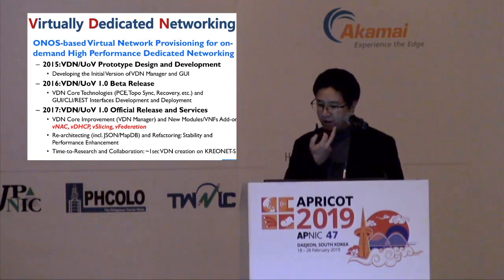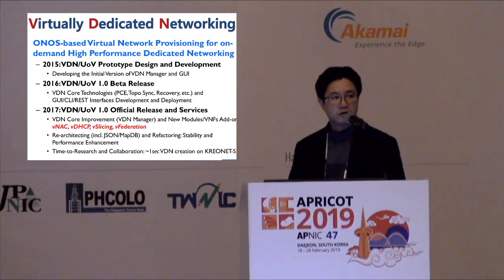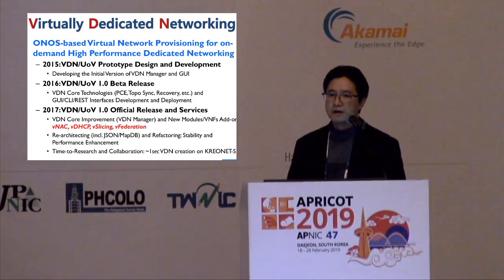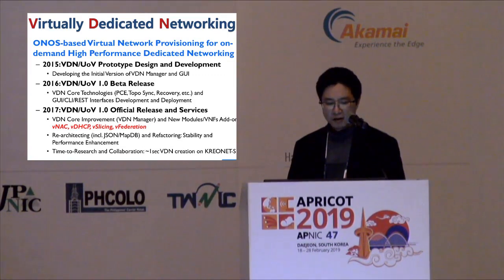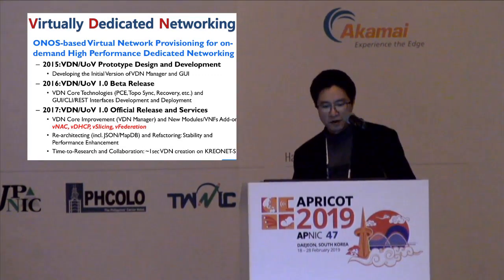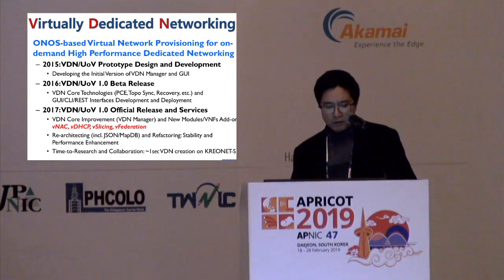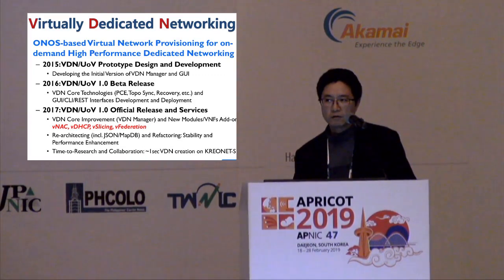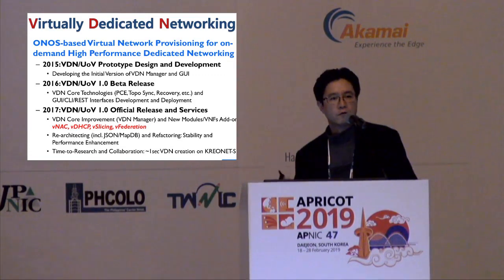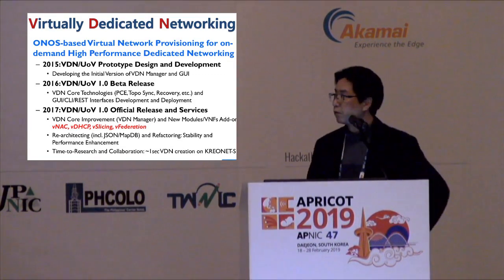So in 2015, we developed the first and initial version of the VDN manager and graphical user interface. And the next year, we released the first version of the VDN system that includes VDN core technologies like the path computation element and several other interfaces. And in 2017, finally, we released the first production-ready, official release of VDN, and we started the experimental services at the time. This official version included an improved version of the VDN core, the VDN manager, and new modules and virtual network functions were also added to the VDN system. And we performed re-architecting and refactoring of the whole VDN system for enhanced stability and performance.